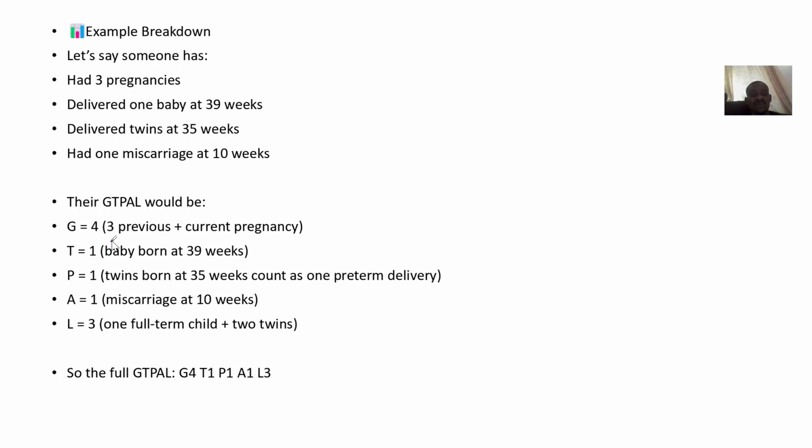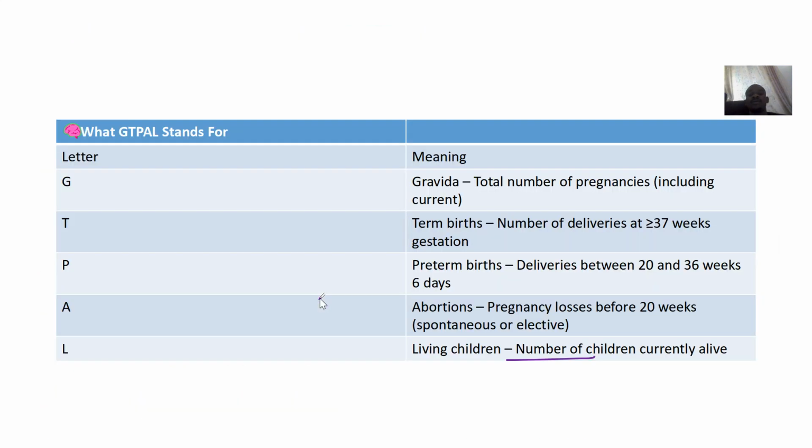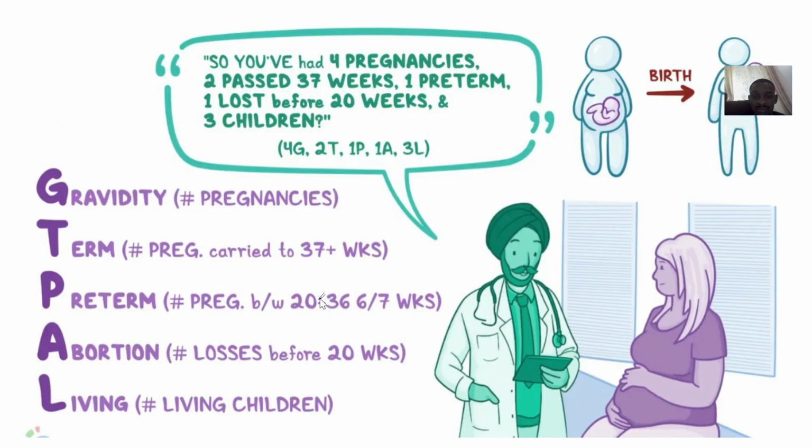Okay, their Gravida will be what? Totally, she has been pregnant before 3 times. She's currently pregnant. That's 4. She gave birth to one baby at the right time. That's 1. She gave birth to one baby at the premature time. That's 35 weeks. She had a miscarriage at 10 weeks. All right. Then, one full-term child plus 2 twins and all of that. Okay. That's 3 of her children are living. Okay. So that's it for this.